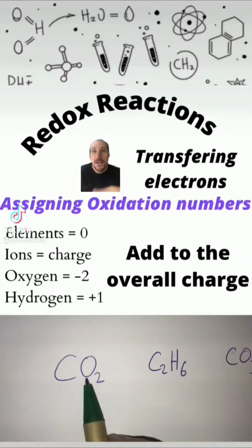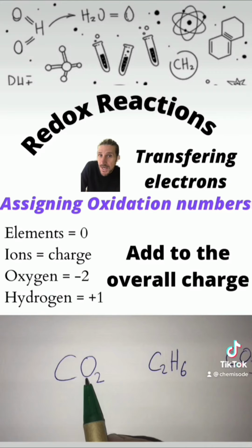What we can do, however, is assign what's called an oxidation number, which is like a theoretical charge, so we can then start to see where this charge or where these electrons are moving from and to. So these are the rules that govern oxidation numbers.